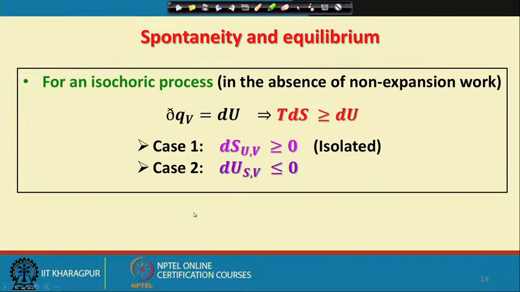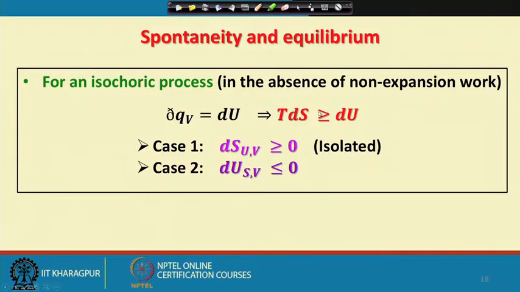So, here I am showing you just one example of how the condition of spontaneity and equilibrium may be predicted by combining the first and the second law of thermodynamics. So, under an isochoric process, the volume is constant. So, there will be no pressure-volume work done, and therefore, dq_V would be equal to dU, and the consequence is that the combination of the first and the second law of thermodynamics tells us that TdS must be greater than or equal to dU.